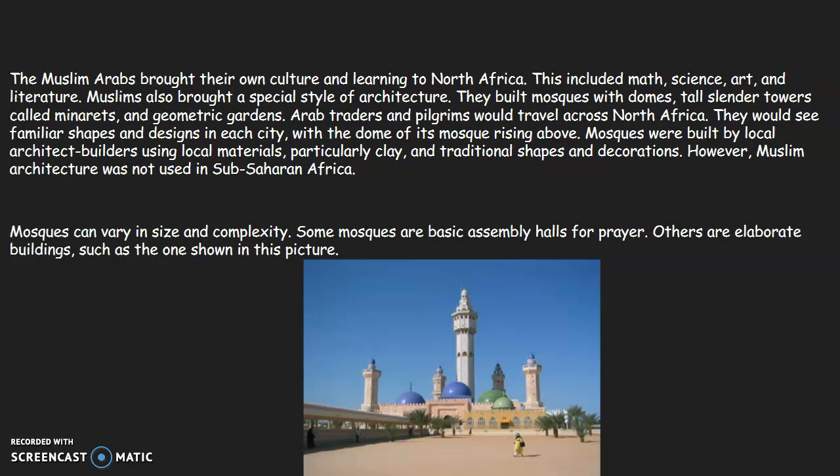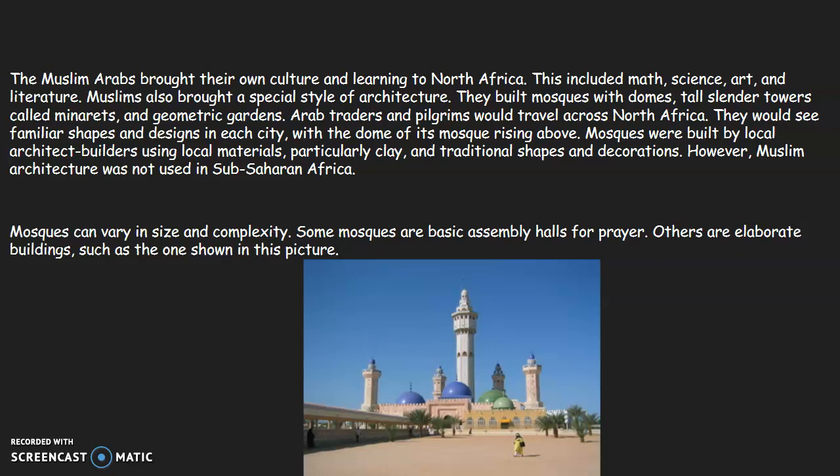The Muslim Arabs brought their own culture and learning to North Africa. This included math, science, art, and literature. Muslims also brought a special style of architecture. They built mosques with domes, tall, slender towers called minarets, and geometric gardens. Arab traders and pilgrims would travel across North Africa. They would see familiar shapes and designs in each city, with the dome of its mosque rising above. Mosques were built by local architect builders using local materials, particularly clay, and traditional shapes and decorations.